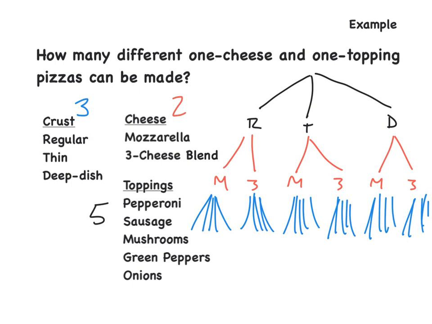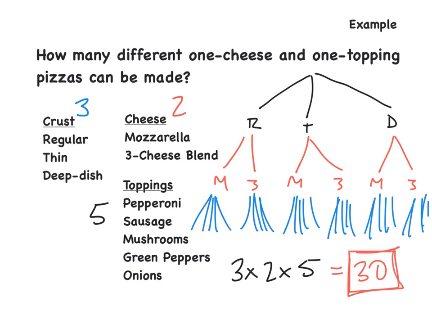So if we do this, we have 3 times 2 times 5. So 3 times 2 is 6. 6 times 5 is equal to 30. So there are 30 different types of 1 cheese and 1 topping pizzas that can be made.